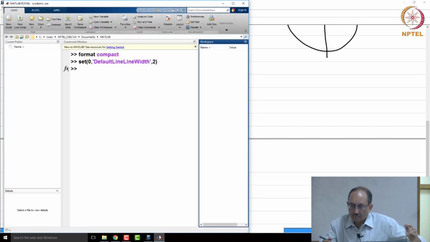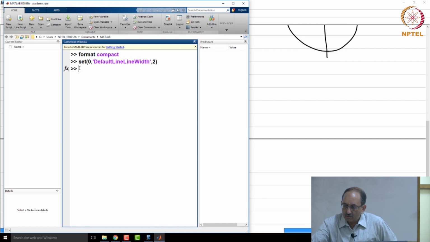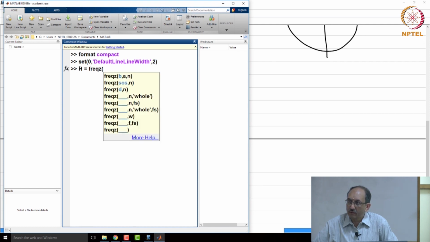And you can easily see this in MATLAB. So, we are going to use the freqz function. H is the function that is going to have the complex frequency response. Freqz takes the format b comma a comma n. B is the numerator coefficient.